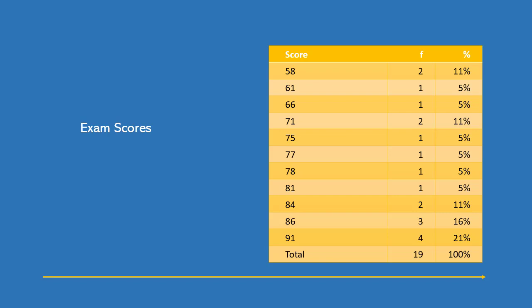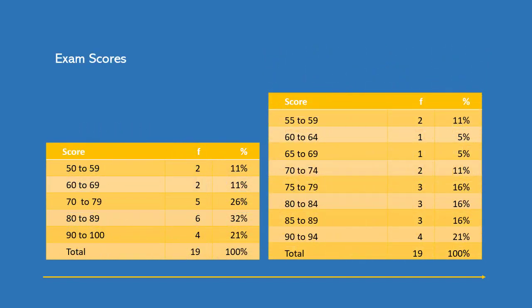So when we're dealing with interval ratio data, we almost always want to place these scores into categories that make more sense. These categories are called class intervals. Here are two alternative presentations. The one on the left uses class intervals of 10 points. The one on the right uses class interval widths of 5 points. Which is the correct frequency table?